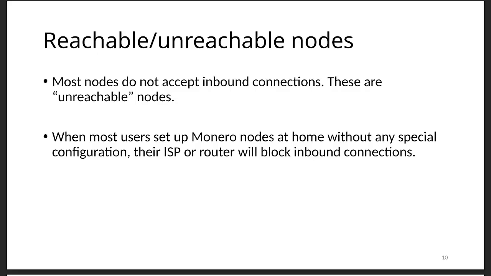The next term to define is reachable and unreachable nodes. Most nodes do not accept inbound connections. These are unreachable nodes. When most users set up Monero nodes at home without any special configuration, their internet service provider or router will block inbound connections.